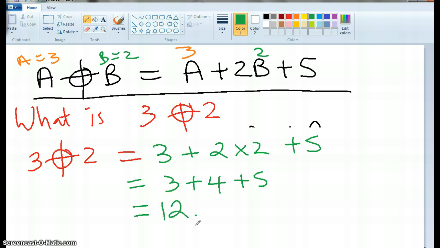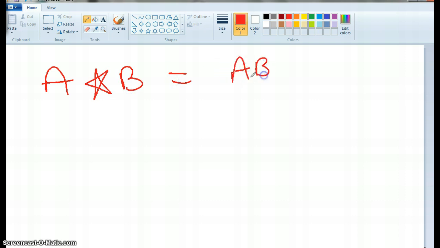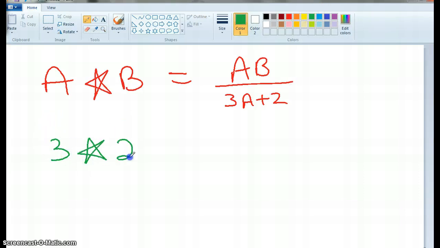Like A plus 2B plus 5, is that always going to be? Yeah, you get given that, okay? So let's make up another funny symbol thingy. So if we had A star B, let's decide that that's AB over 3A plus 2. We're just randomly deciding that. We're just saying, this is just a new operation, okay? So now find 3 star 2.